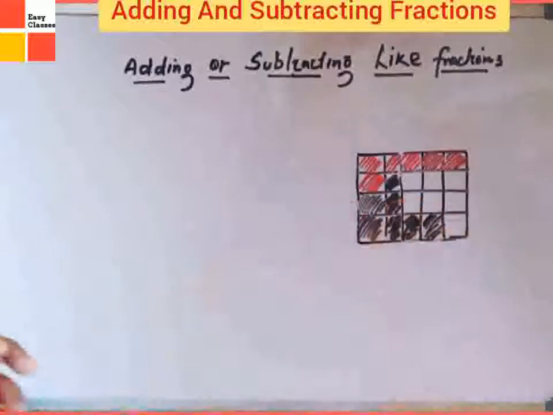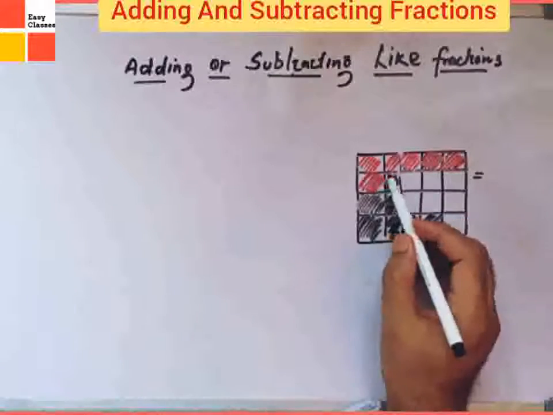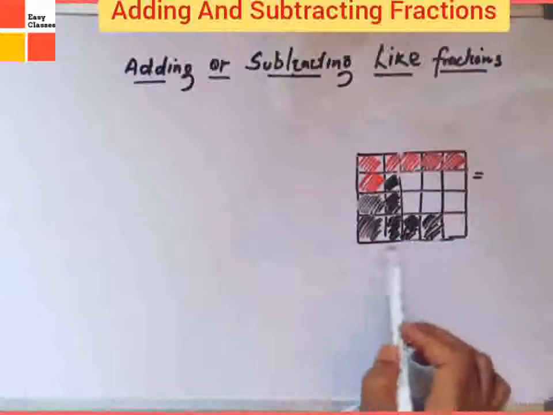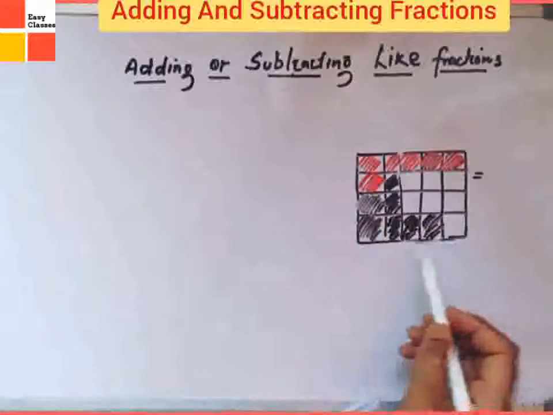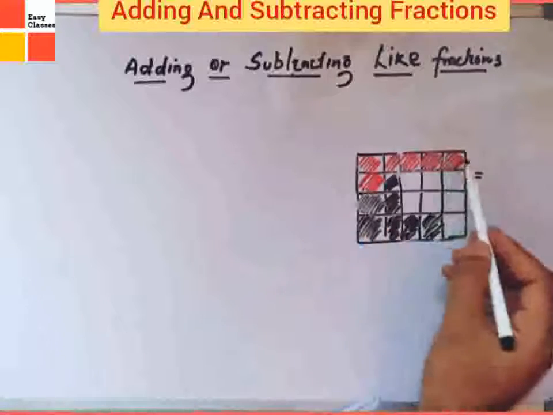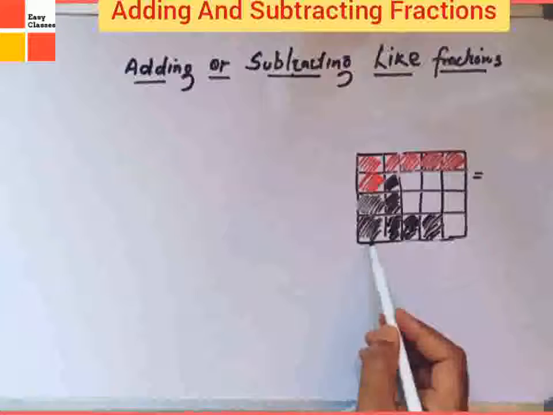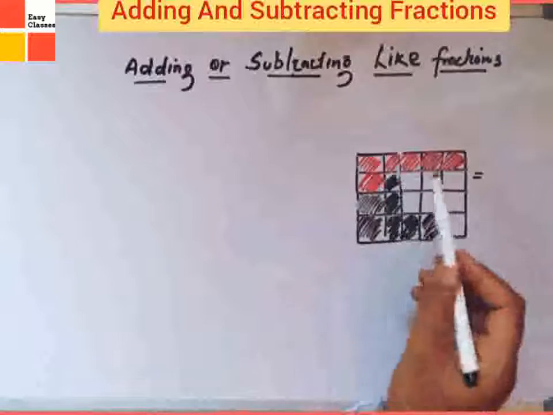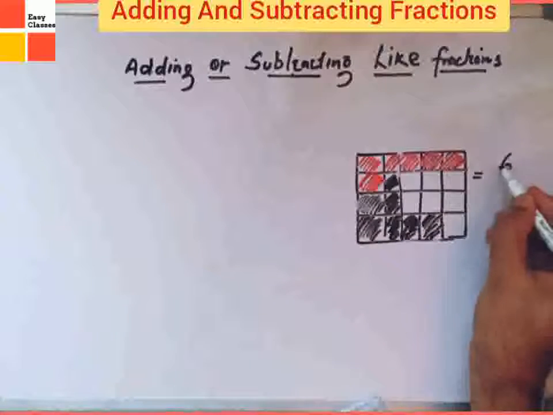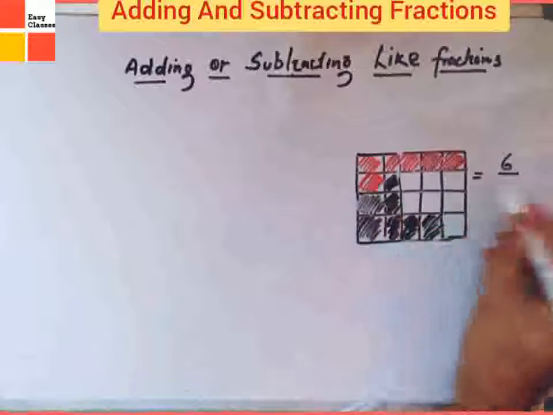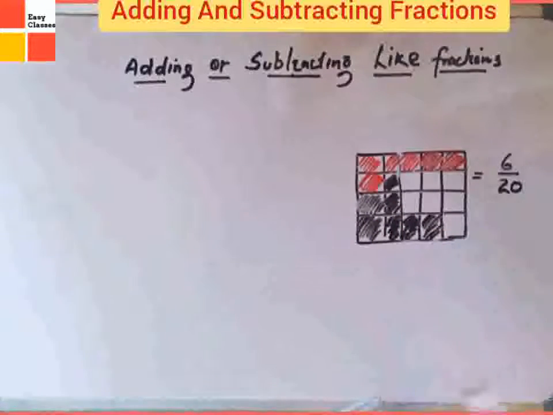See, here is a diagram for you. Now you can easily say what part of this figure is colored red. You can see that this whole, say for example cake, is divided into 20 equal parts. Now how many parts are shaded red? 1 2 3 4 5 6. So the part which is shaded red is equal to 6 by 20.